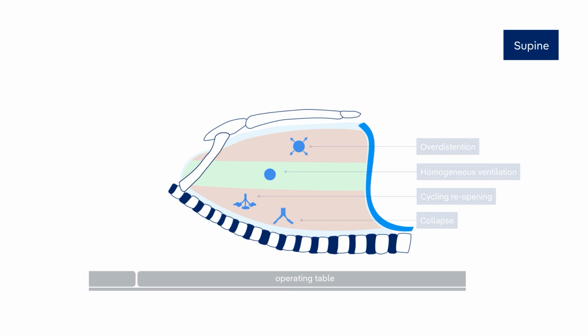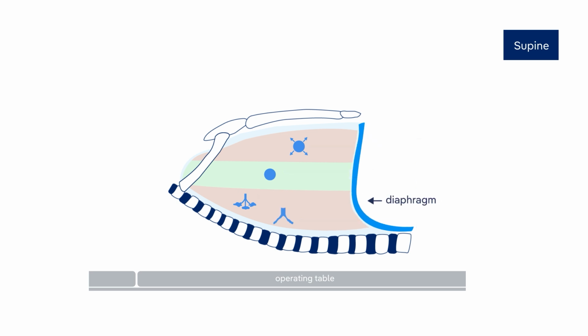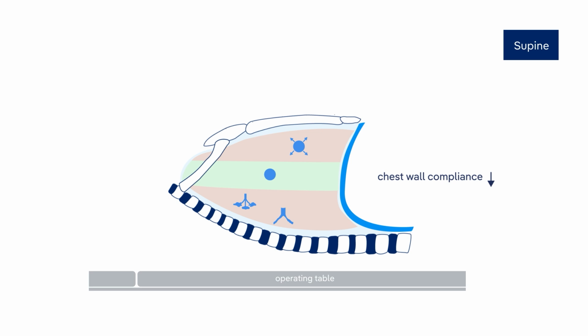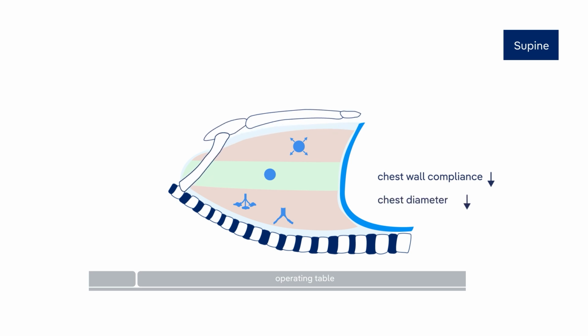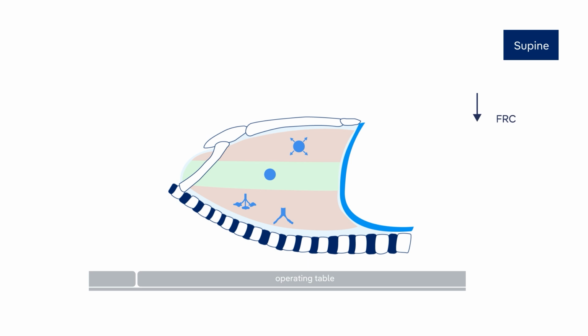Muscle relaxants cause diaphragmatic atony, leading to cephalad displacement of the diaphragm and abdominal viscera. This restricts lung expansion and increases intra-abdominal pressure. Simultaneously, relaxed intercostal muscles cause the chest wall to retract and the chest diameter to narrow. Collectively, these changes reduce functional residual capacity, decrease respiratory system compliance, and elevate airway pressure.